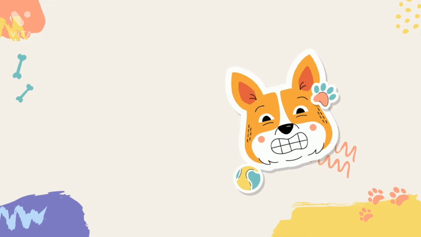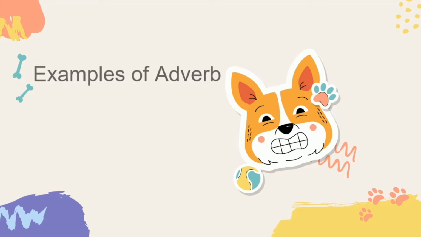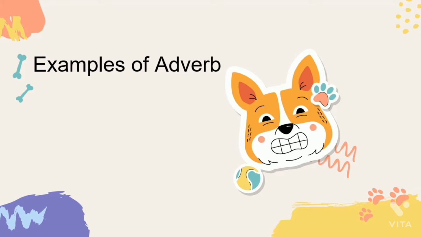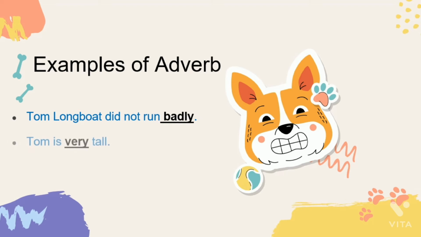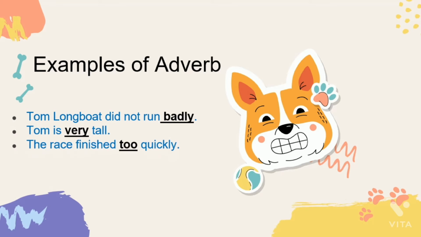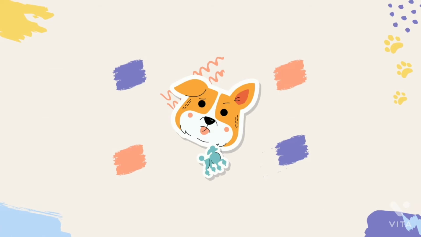Now, let's move on to know about adverbs in a better way with the help of some examples. So the examples of adverb are: Tom Longboat did not run badly. Tom is very tall. The race finished too quickly. Fortunately, Lucy recorded Tom's win. So the words badly, very, too, fortunately are some of the examples of adverb that we use in the English grammar.